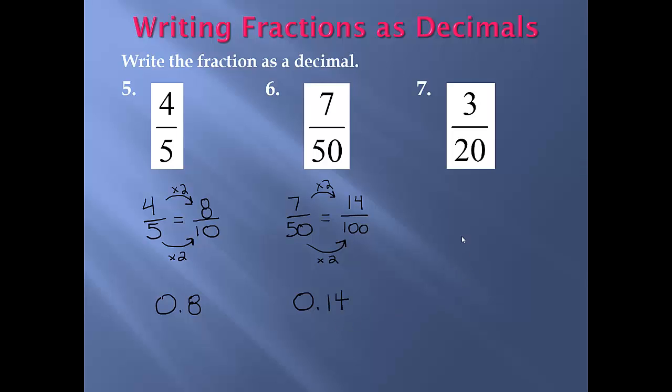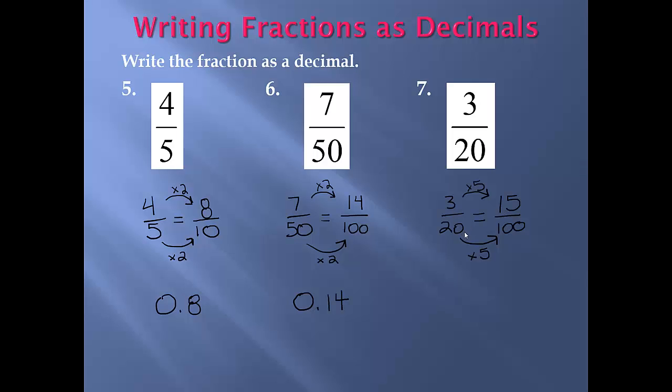And now for number 7, we have 3/20, 20ths. We can write this as an equivalent fraction with 100 in the denominator because we can multiply 20 times 5. 20 times 5 equals 100. We can go ahead and multiply the numerator then by 5 as well to get our equivalent fraction. 3 times 5 is 15.